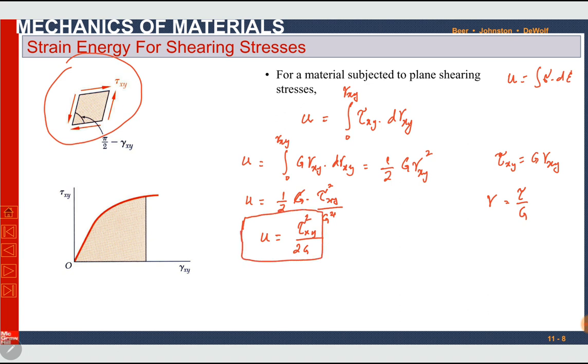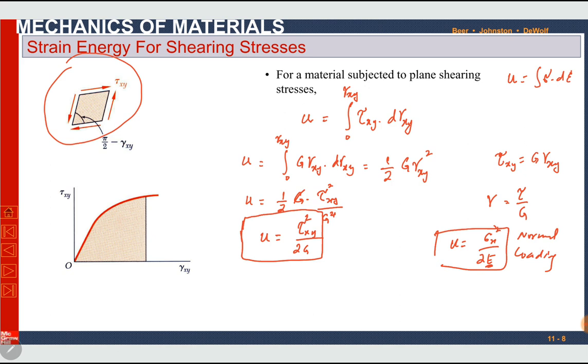It is similar to the strain energy density found for normal loading. For normal loading, it was sigma x square divided by 2E. Here it is tau xy square divided by 2G. So sigma x is normal stress, here tau xy is shear stress. E is modulus of elasticity, here G is modulus of rigidity. So it is a similar kind of expression. So this is strain energy density, small u.